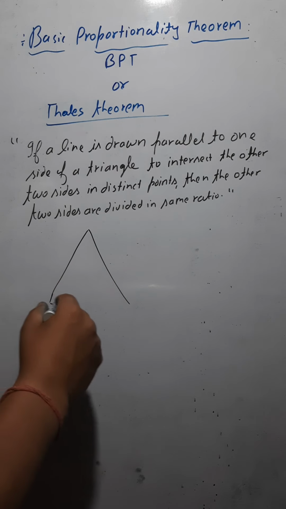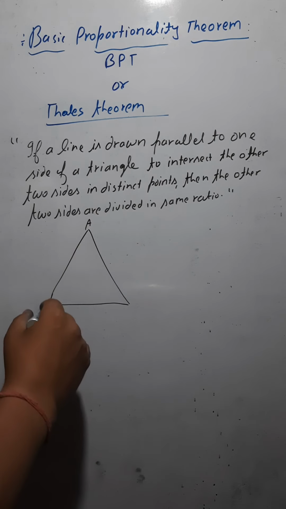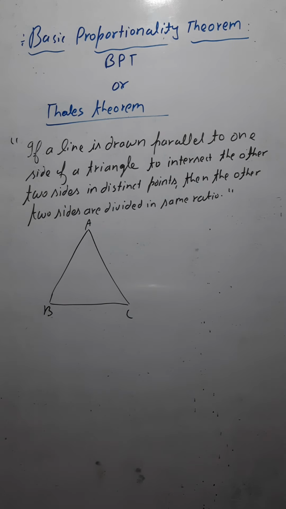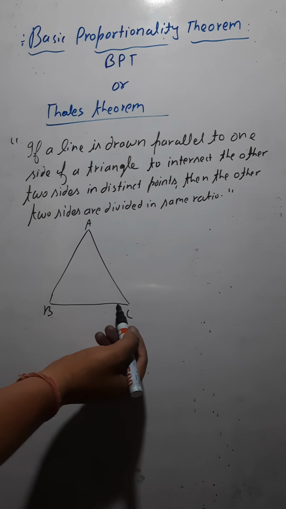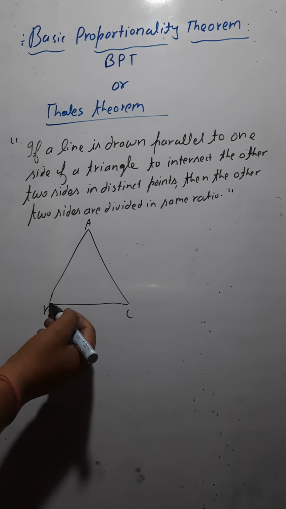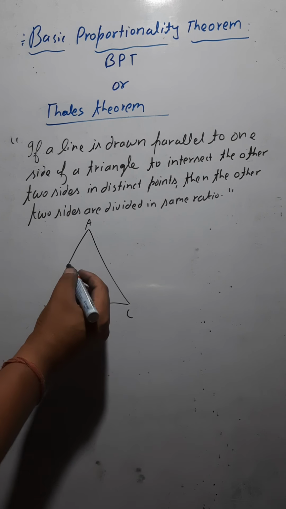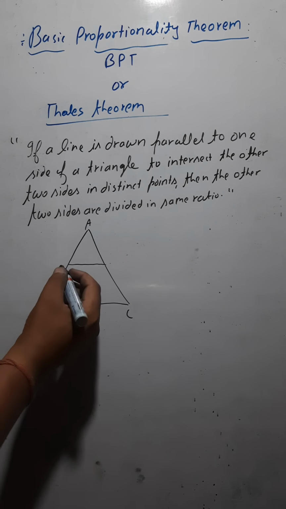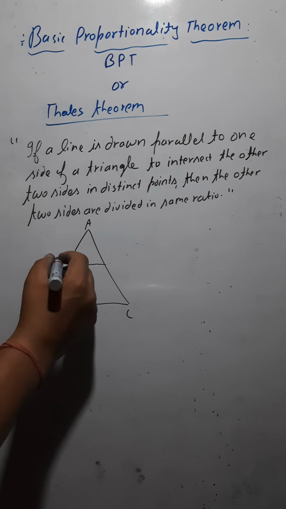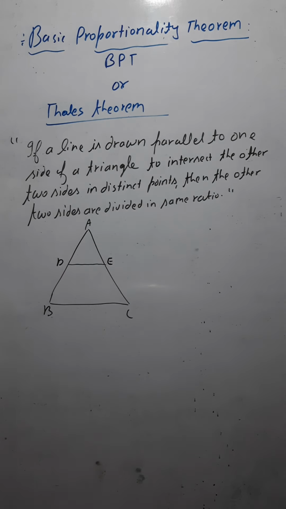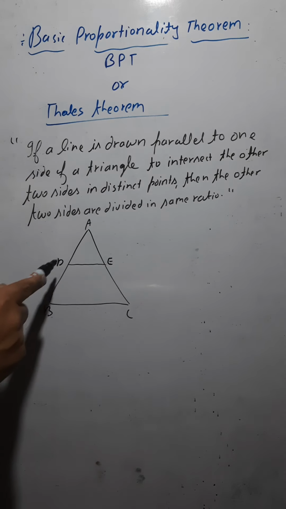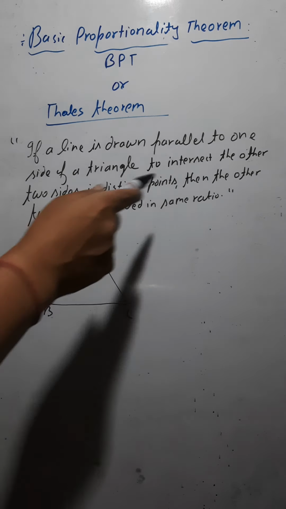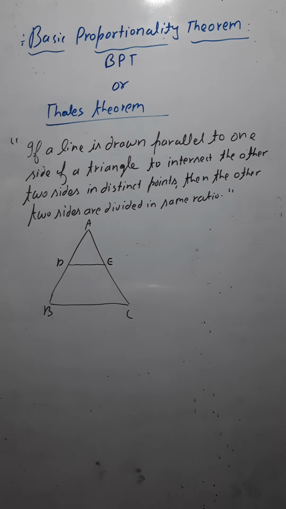Let's say you have a triangle ABC. Now what is it saying? If a line is drawn parallel to one side of a triangle, let's say I'm taking this one side and drawing a line parallel to it. Let's say this is the line parallel to BC, and let's call it DE. It is intersecting the other two sides at distinct points. Then the two sides are divided in the same ratio.